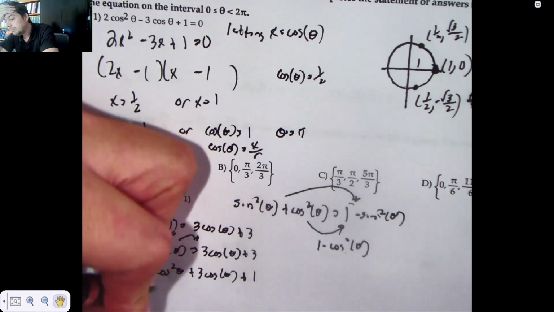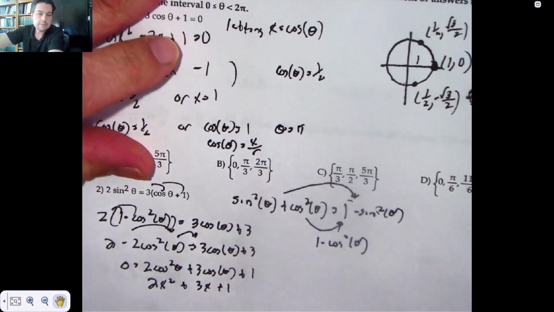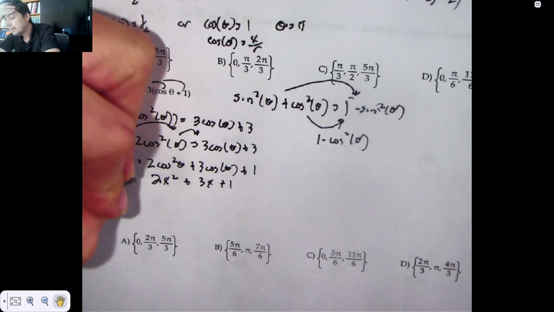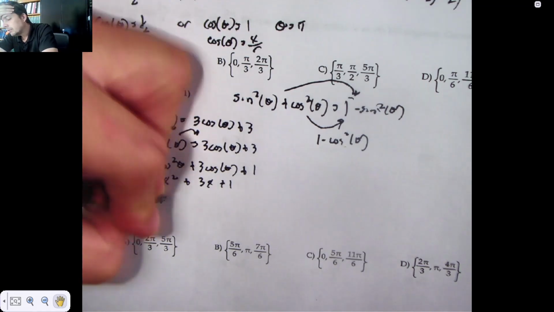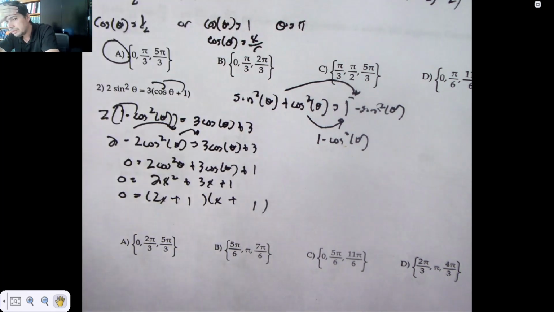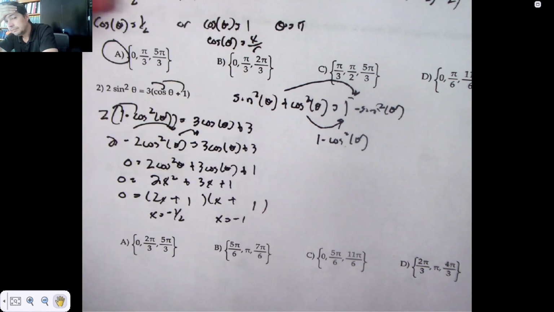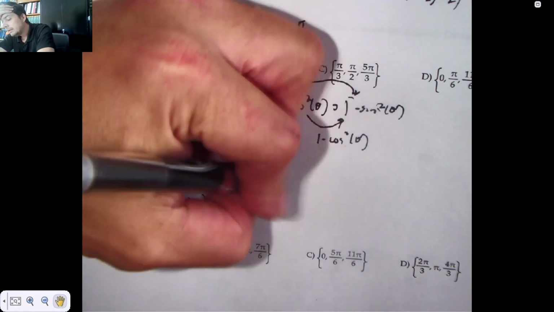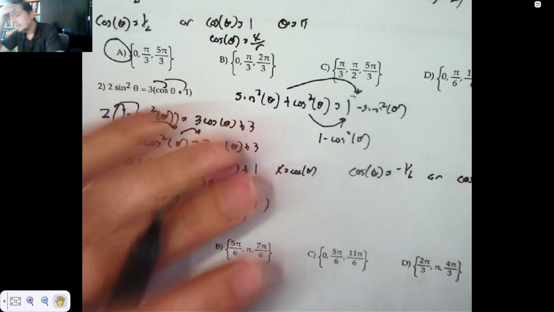And again, it might pay dividends to think of this in terms of x's as opposed to cosines, because then you have something that should factor. This is meant to be done without technology. It should factor. To create a 2x squared, it takes a 2x and an x. To create a 1, it takes a 1 and a 1. You got to add to 3, both positive. This will tell you that x is negative 1/2, and this will tell you that x is negative 1. And again, I was letting x be cosine of theta. So the cosine of theta is negative 1/2, or the cosine of theta is negative 1.